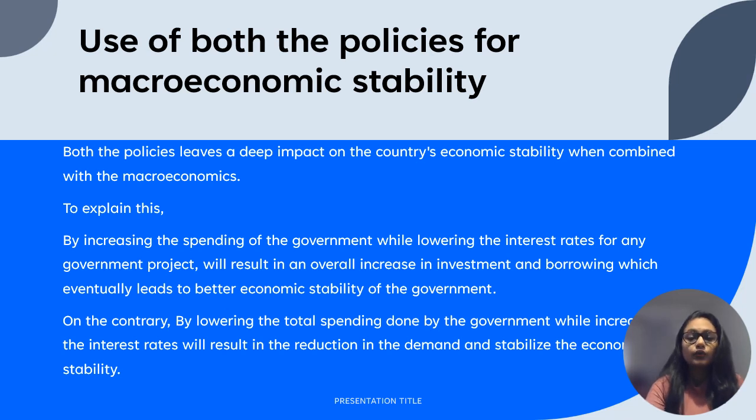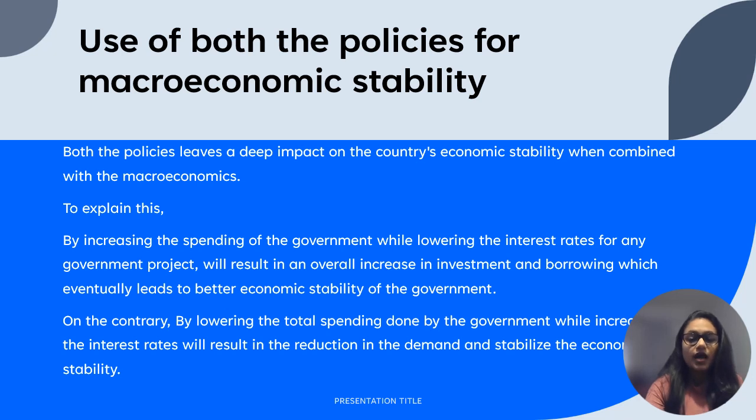Next, I'm going to talk about how these policies really affect the macroeconomic stability. So these two policies, when combined together, have a deep impact on the country's economic stability, along with the macroeconomic stability. To explain this, let's suppose the government increases the spending of the total money while lowering down the interest rate for any government policy or any project or any advancement it needs to be done. So this basically results in overall increase of investment and borrowing, which eventually leads to a better economic stability of the government.